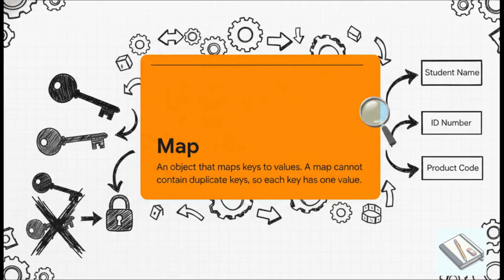Okay, so what is a map officially? Well, it's an object that maps keys to values. And here's the most important rule of the entire game. The keys must be unique. You can't have two students named John in your map. Each unique key points to one and only one value.